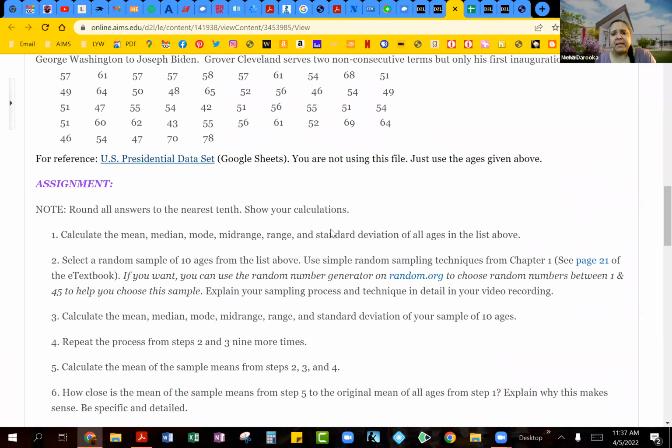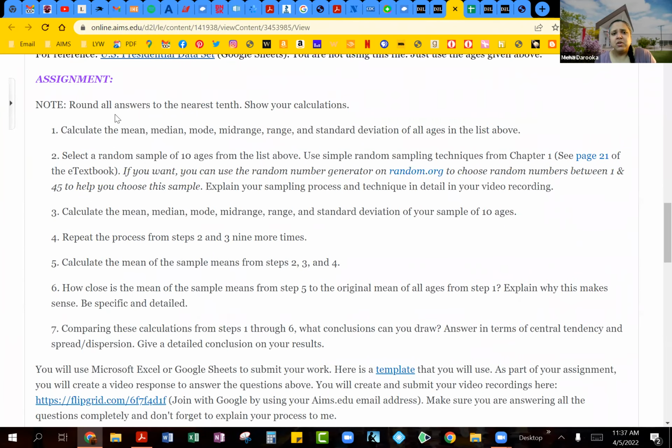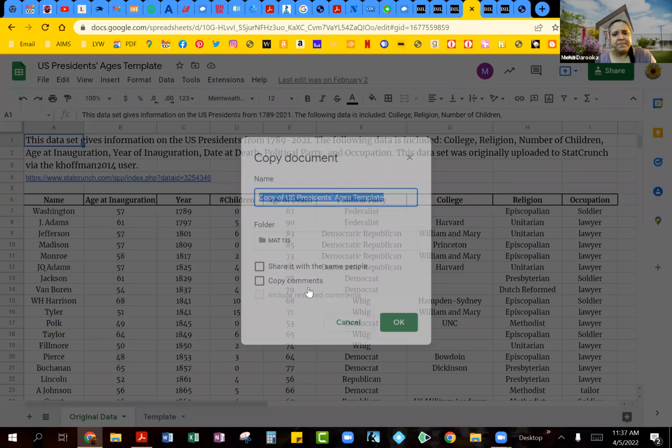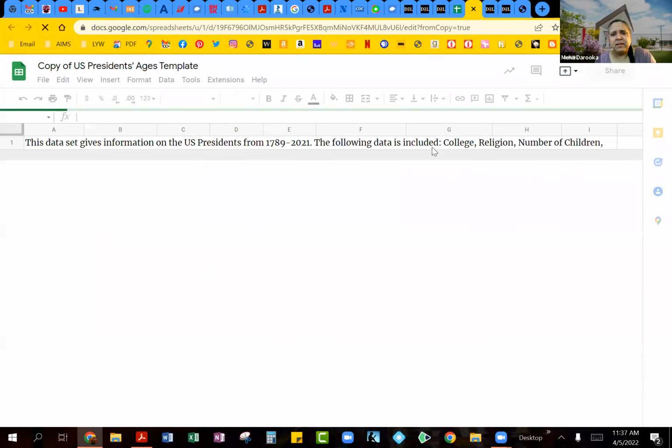Just keep in mind that you are rounding all your answers to the nearest 10th because some of these calculations will give you more decimal places. So make sure you round them to the nearest 10th. So what you are doing is actually in phases. So let me go ahead and actually make a copy of this. Because again, I don't want to kind of mess around with the original file.